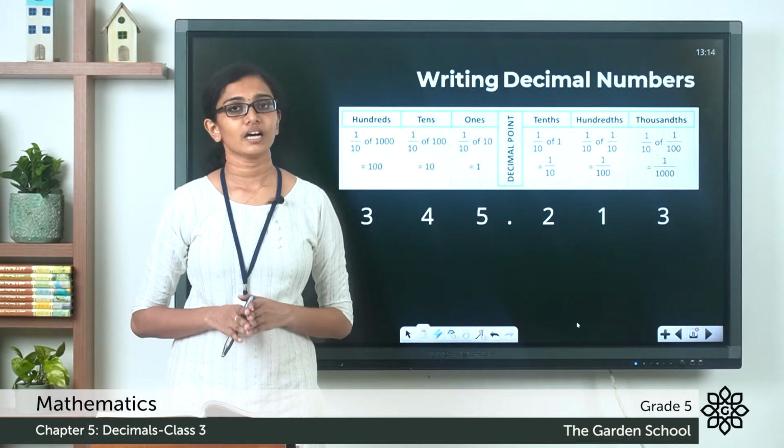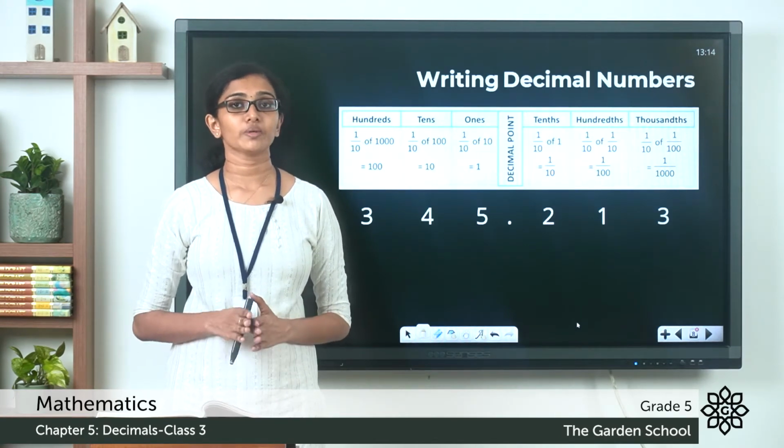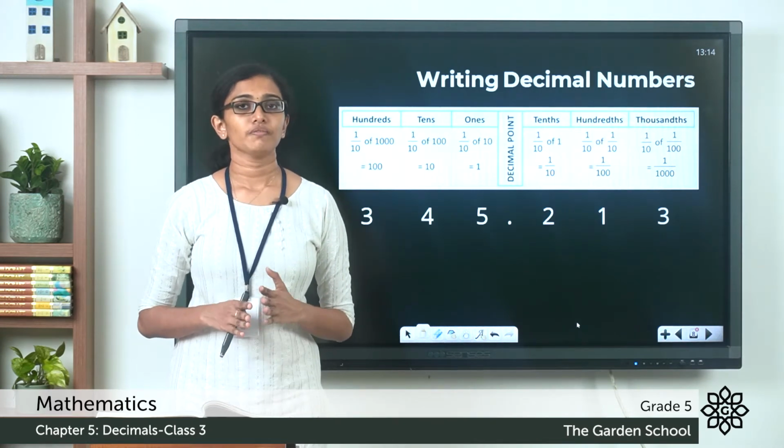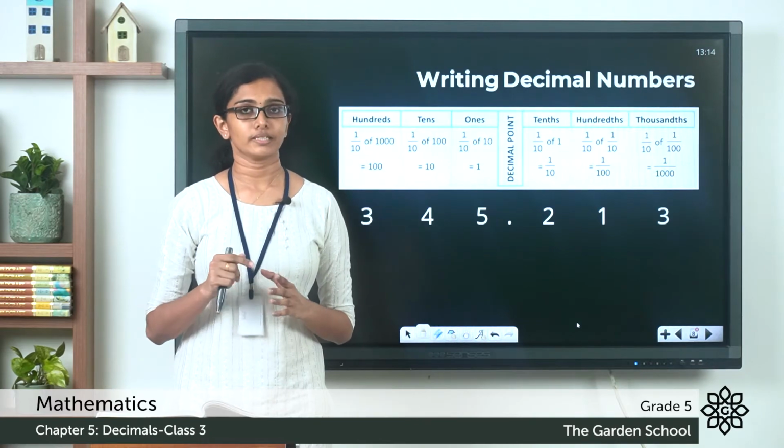Now we have seen how to represent decimal numbers pictorially. Now let's see how we can write decimal numbers. Before we move into that, let's see the place value chart for a decimal number once again.